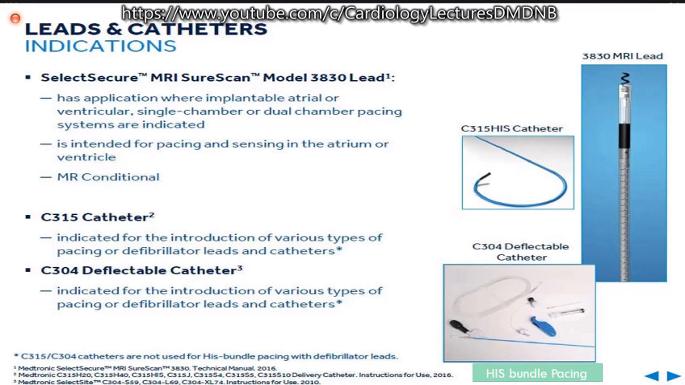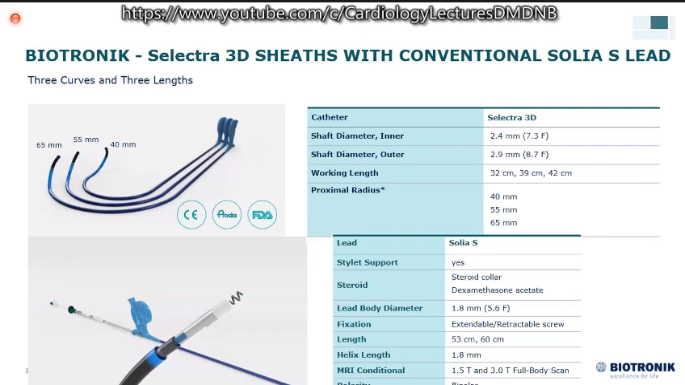Biotronik has its own set of sheaths, which is called the Selectra 3D sheaths. Medtronic actually launched the His Bundle tools initially. Now it is available with both Biotronik as well as Abbott. Biotronik has the Selectra 3D sheaths. Abbott has the HisPro Agilis sheath.